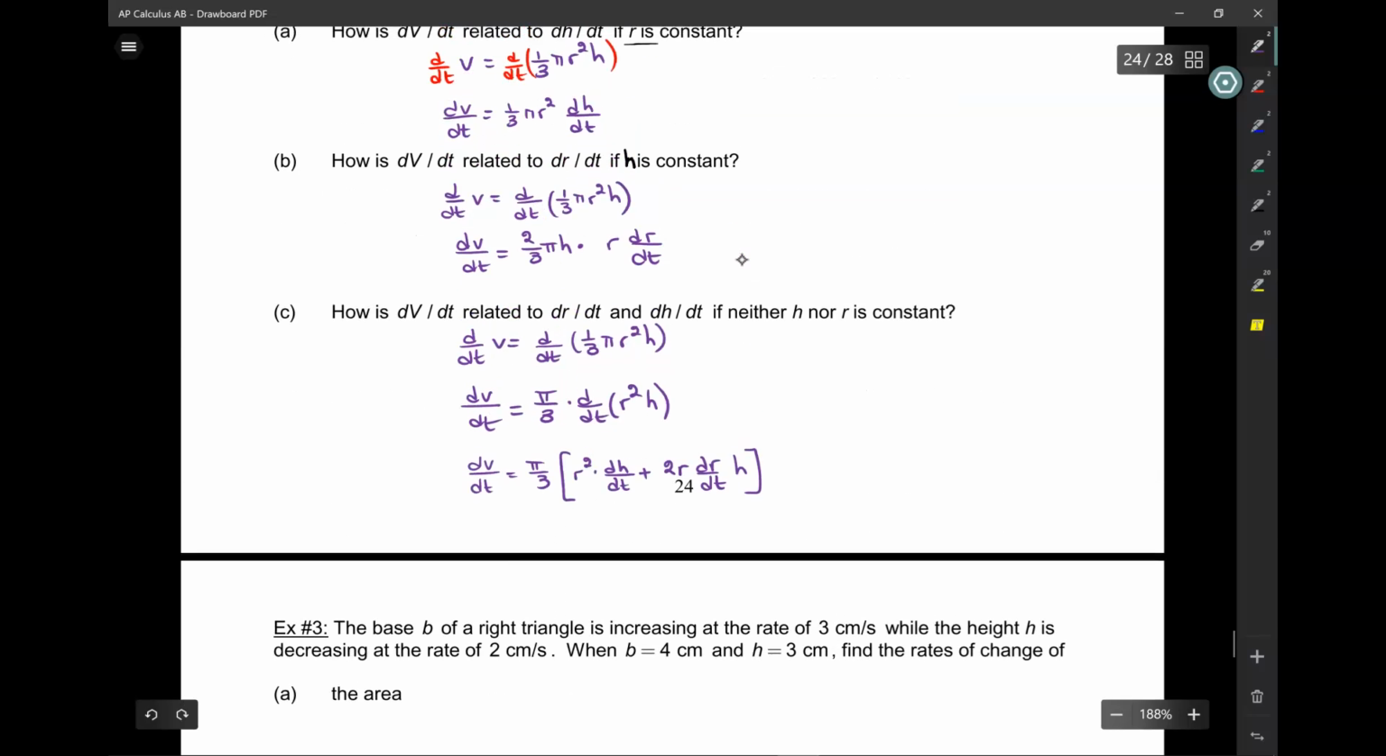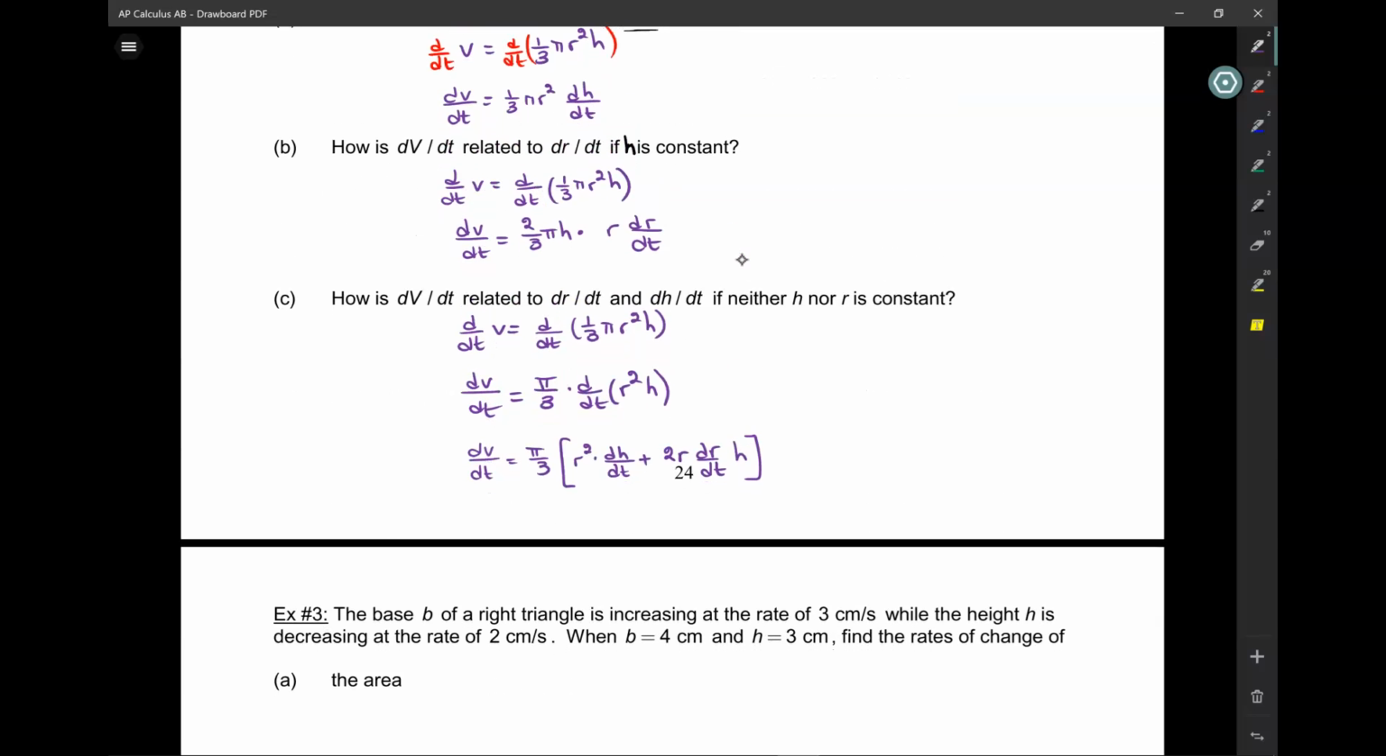This is related rates. So now you have a cone. The radius is changing, so is the height, and that makes the volume change, right? And so all of these rates are related, hence related rates. So now you have to figure out how to solve this problem for one of them.